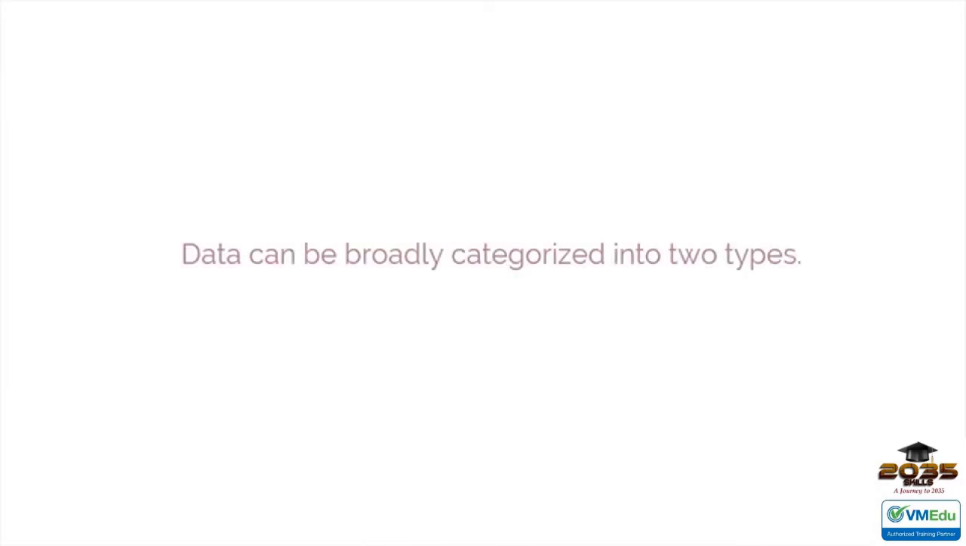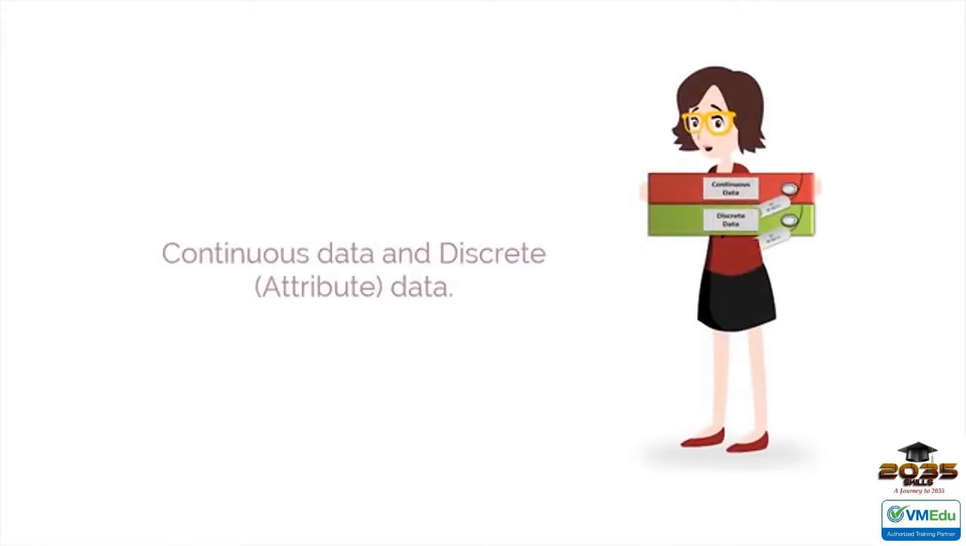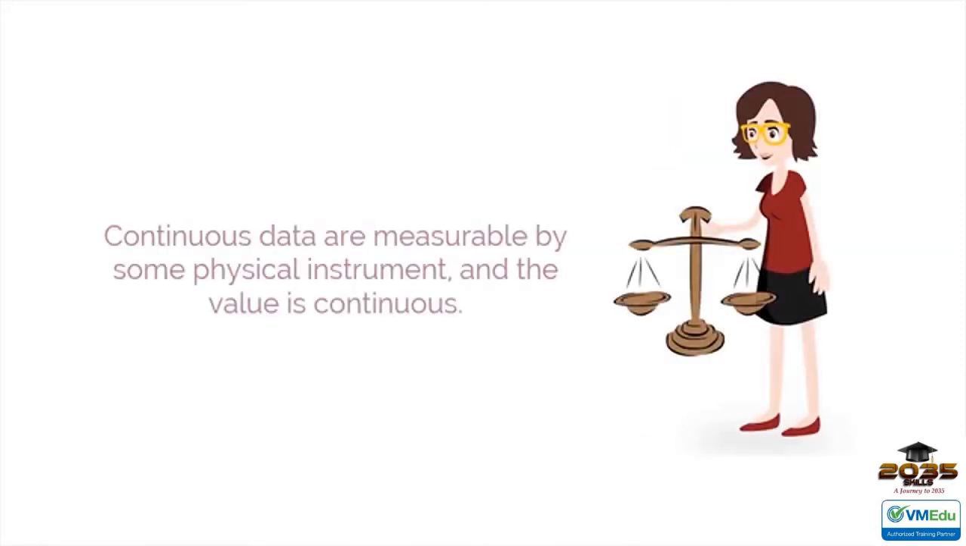Data can be broadly categorized into 2 types. The first type of data will be continuous data, and the second would be discrete or attribute data. Continuous data are measurable by some physical instrument, and the value is continuous. It can be any number including decimals, but it does not need to be an integer. For example, weight, height, length, and density.